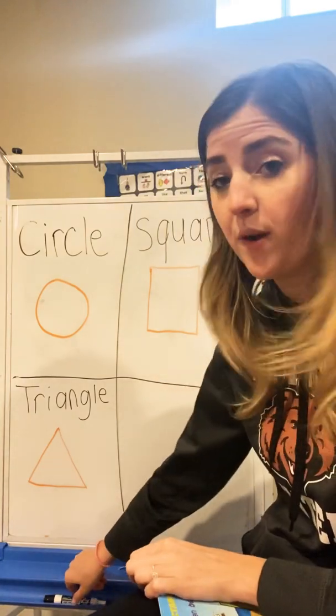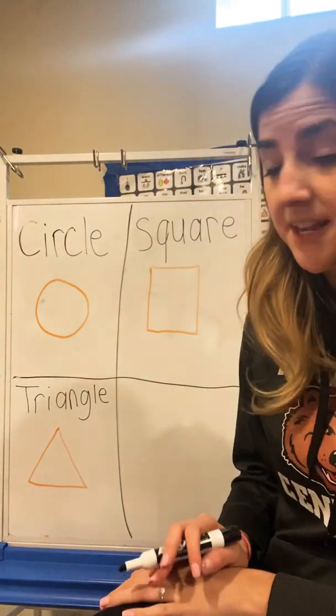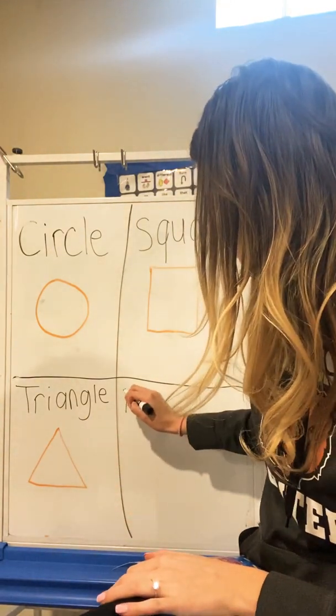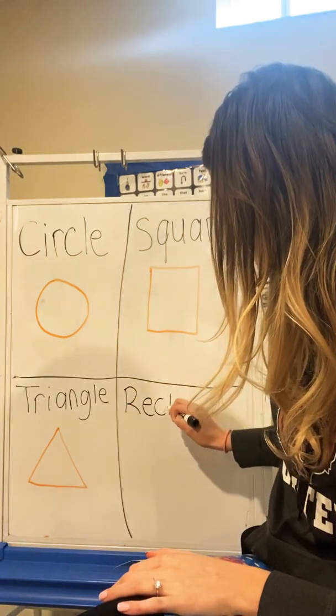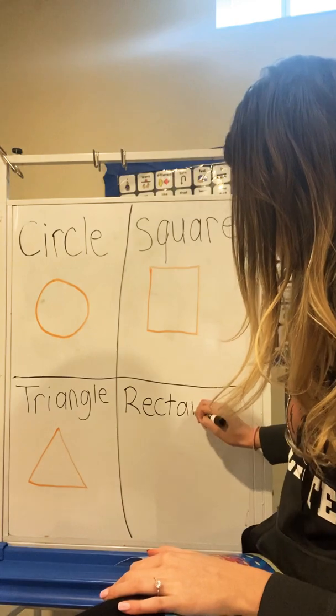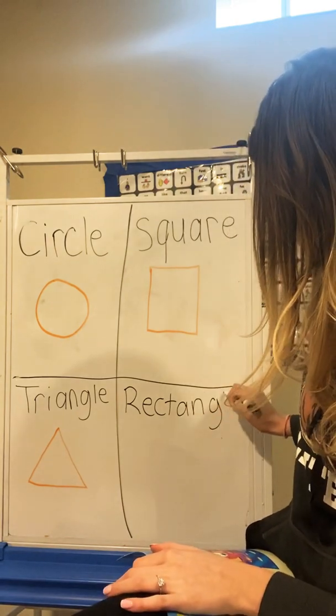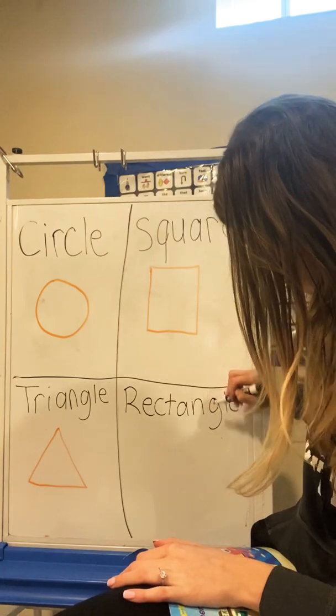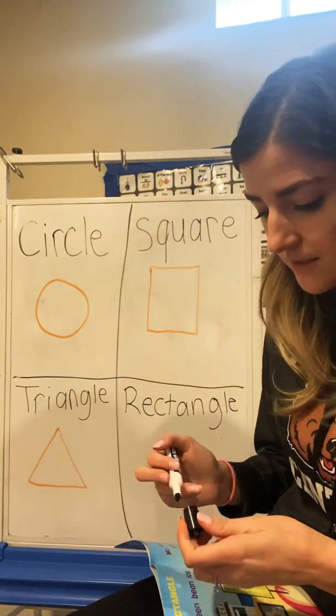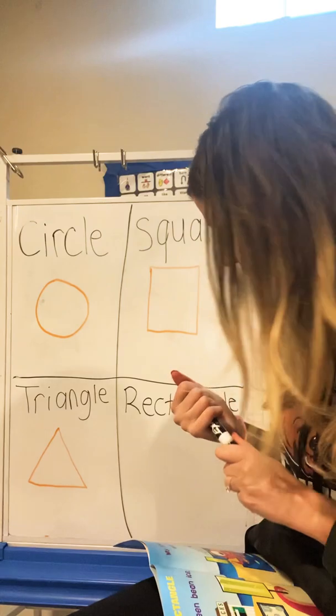The last shape I want to talk about is a rectangle. Angle. Uh-oh, my G doesn't look like a G. I need to fix it. And it's okay to make mistakes as long as you go back and fix them.